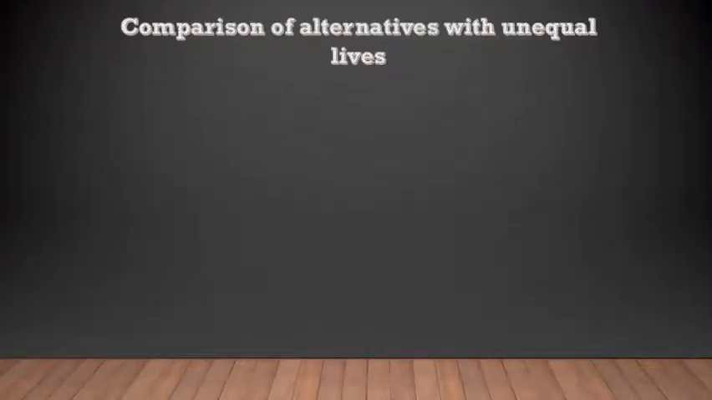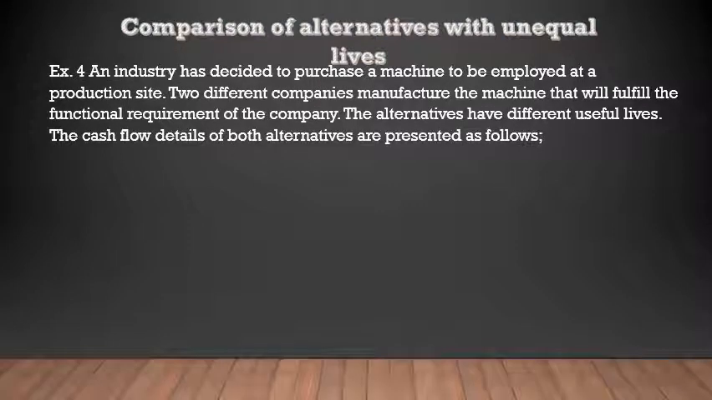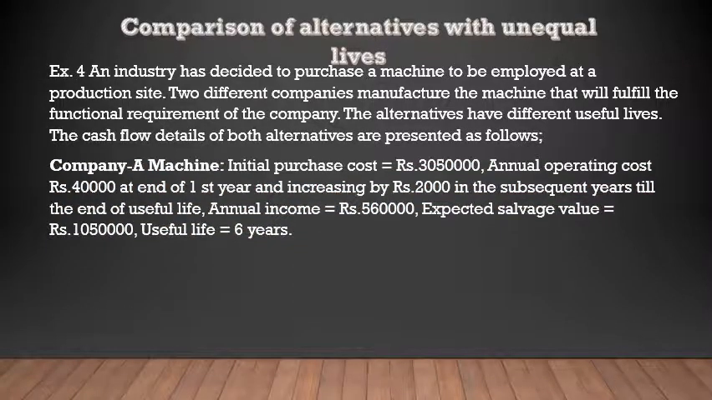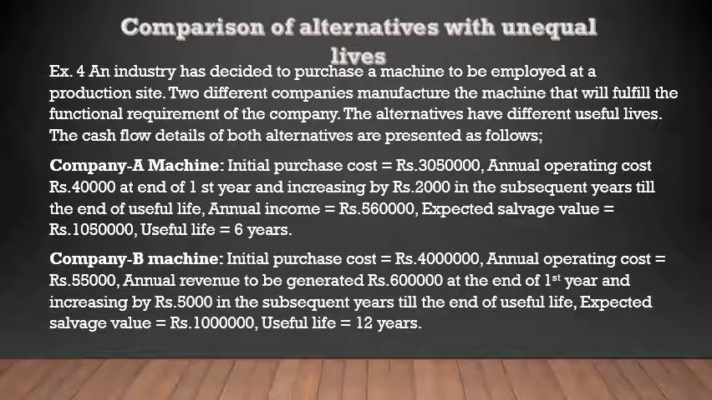Comparison of alternatives with unequal lives. An industry has decided to purchase a machine to be employed at a production site. Two different companies manufacture the machine that will fulfill the functional requirements. Let us see the cash flows of both the alternatives. Machine A, initial purchase cost, everything is given. Let us not waste our time reading those things. Let us jump into the problem.